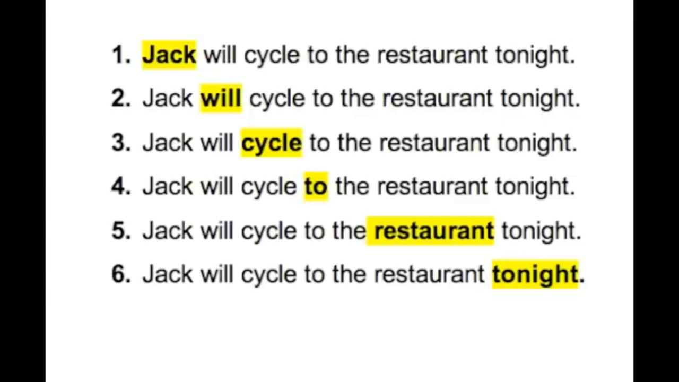Sentence number 5. Jack will cycle to the restaurant tonight. Not to the cinema, to the restaurant. There's a little bit of melody in the voice there, just enough for you to know that that's my key word. Jack will cycle to the restaurant tonight. And there's also a little pause after the word.